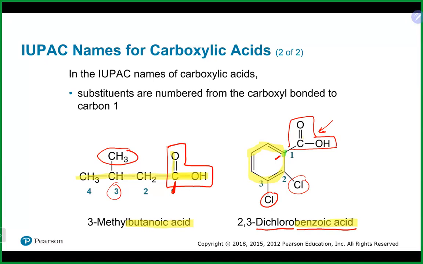But we do want to go whichever way gives us a smaller number for those groups. So clockwise here would give us a 2 and a 3. Obviously, counterclockwise would give us a larger number. If we went in this direction, we would end up with a much larger number. So that gives us our 2,3-dichlorobenzoic acid. Any questions on those names?